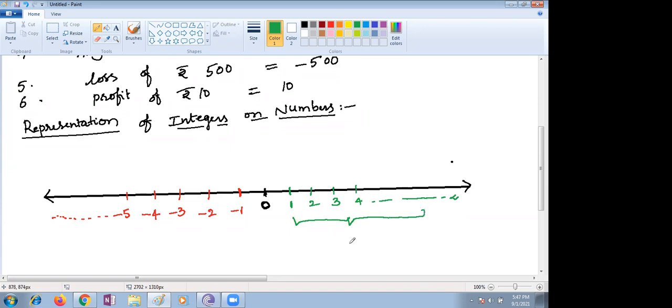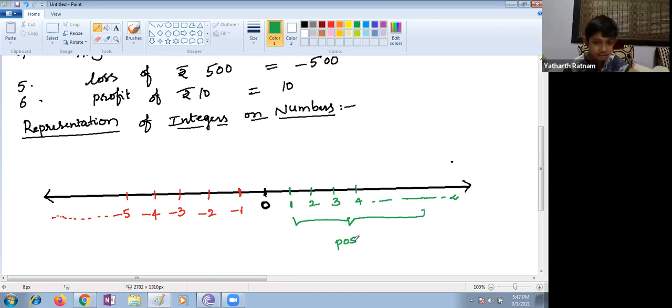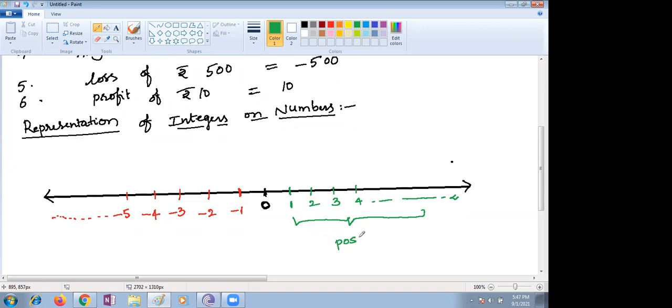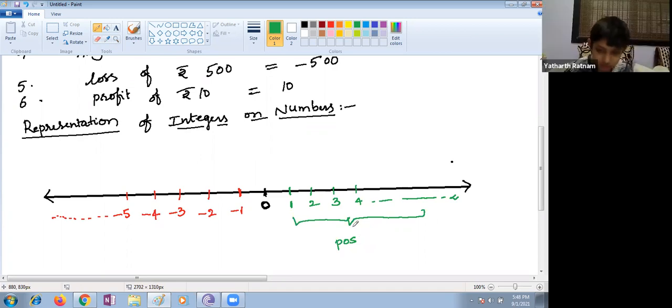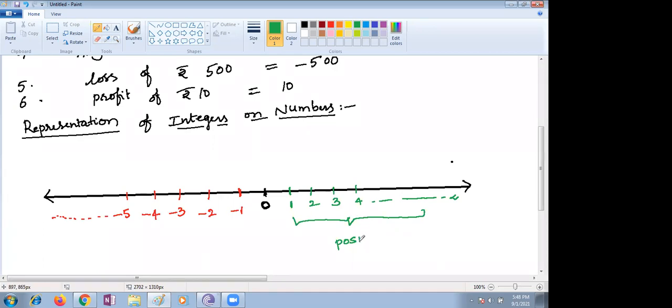Now whatever I wrote towards the right side of 0, all those numbers we call positive integers. Yes, children, positive integers. Towards the left side of 0, we call it negative integers.